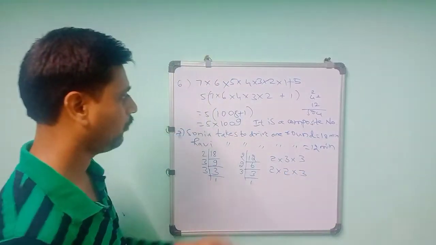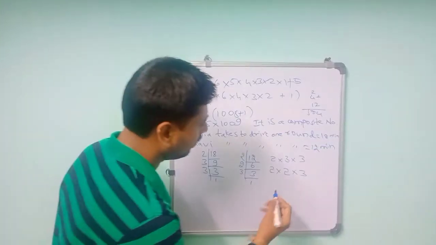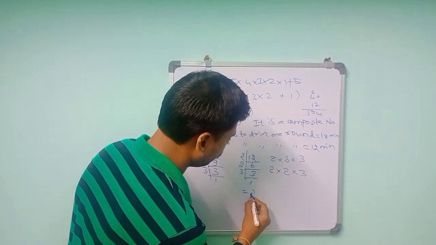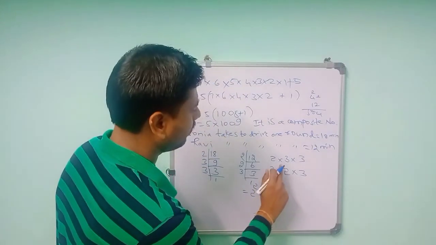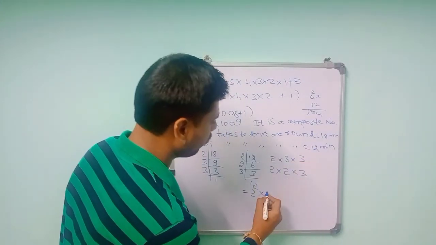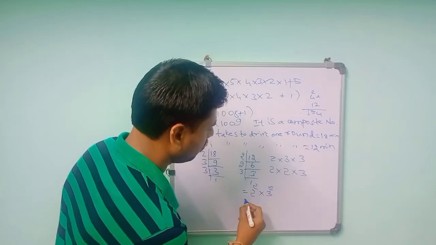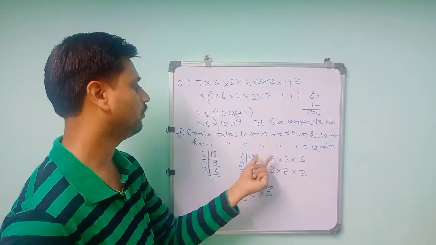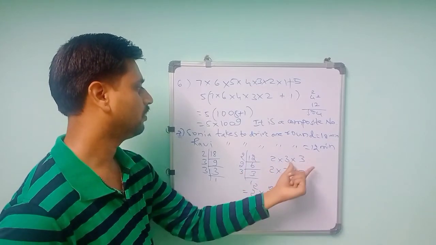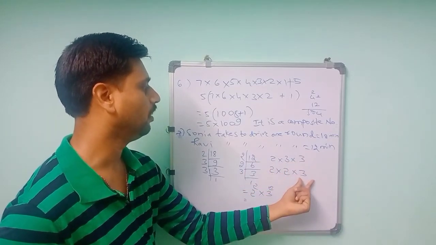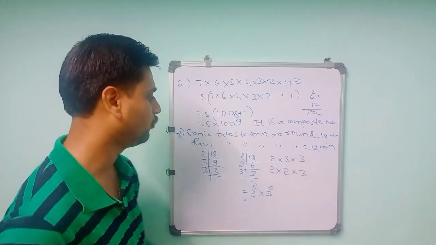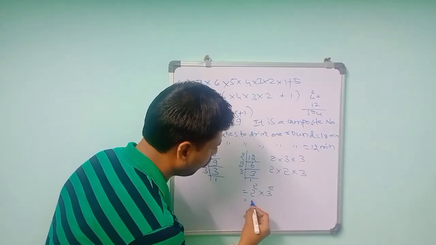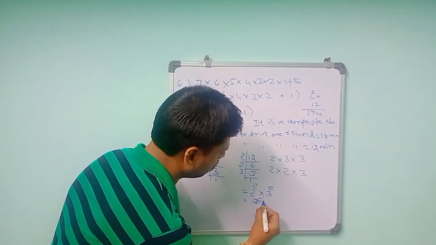What I told you, you have to take the LCM for this. In LCM you have to take the highest power. For 2, we have 2 squared and 2 to the 1, so we take 2 squared. For 3, we have 3 squared and 3, so we take 3 squared. So 2 squared into 3 squared is 4 into 9, 36.